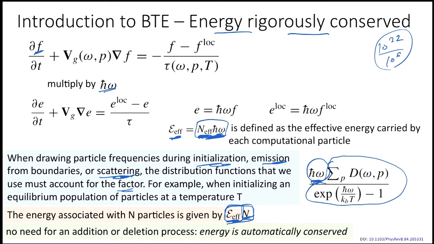Epsilon effective is n effective times h bar omega, and each computational particle would have exactly the same energy. So if one of the phonons gets scattered, let's say there is a 3 phonon scattering happening, we have taken out this much energy. And when we draw the new particle, it has the same energy, because although the particle is different and its omega is different, the particle energy is exactly the same.